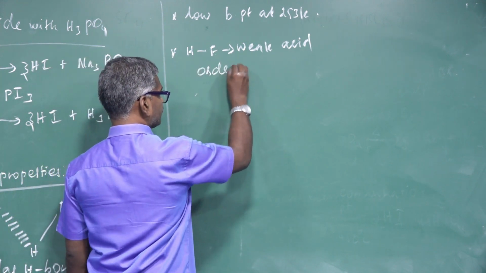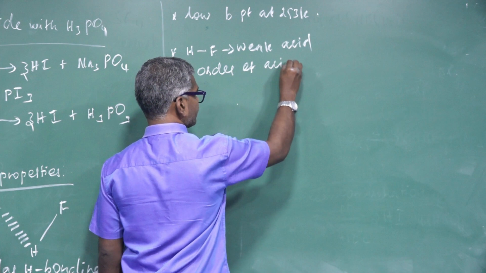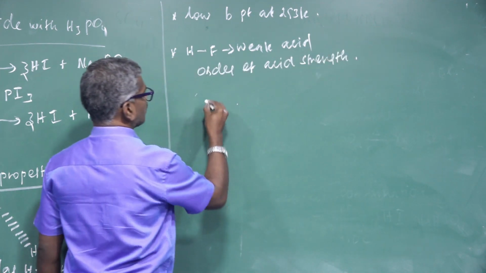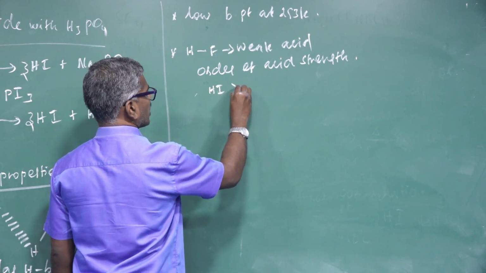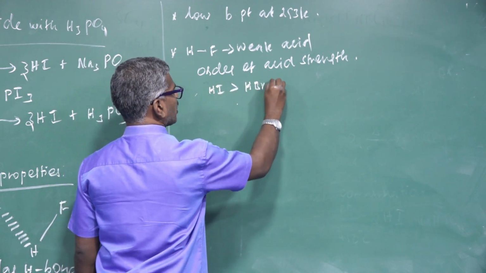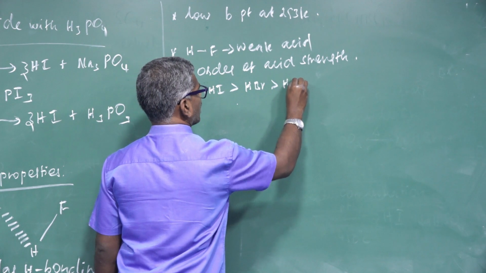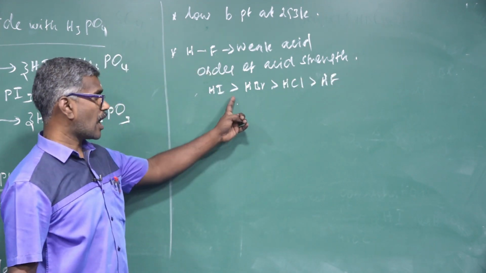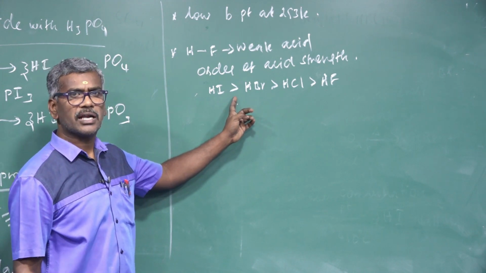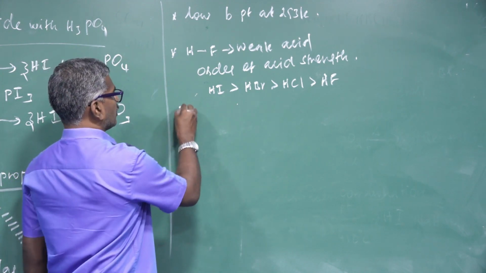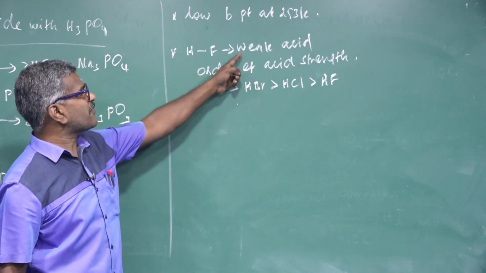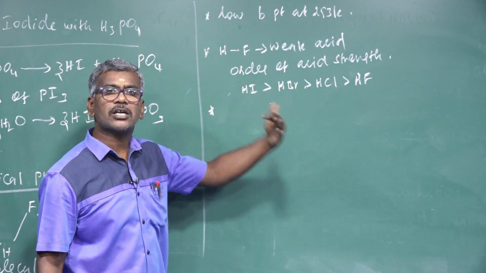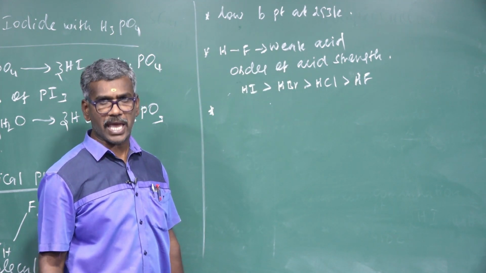Order of acid strength: HI is greater than HBr, greater than HCl, greater than HF. This is the order of acid strength as well as reducing property. HF is the weakest acid, extremely stable, and cannot be oxidized by an oxidizing agent.